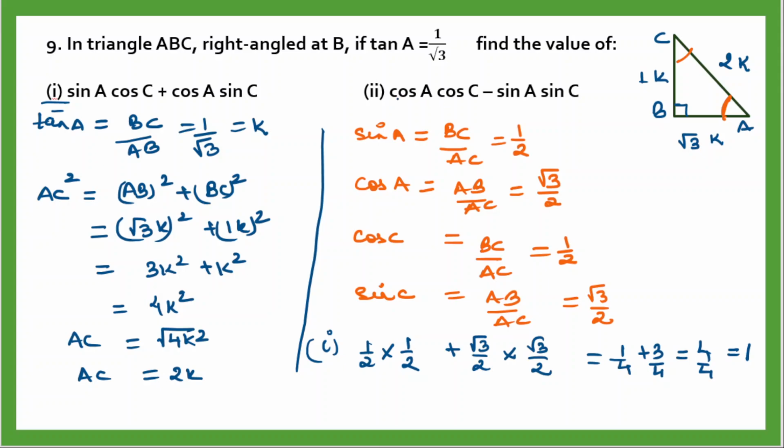Now put the values in second. So in putting the values in second, what is your cos A? Cos A is equals to root 3 by 2 into what is your cos C? Cos C is 1 by 2 minus sin A. Sin A is 1 by 2 into root 3 by 2. So it is equals to 0. So value of second is 0 and value of first part is 1.